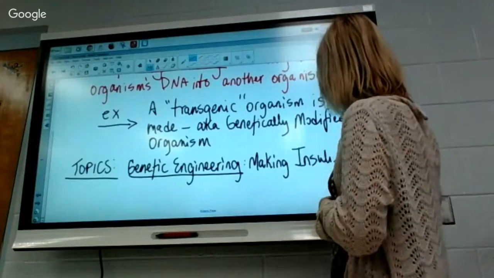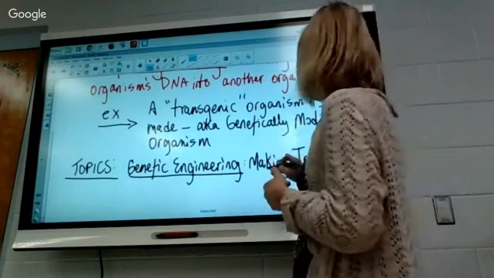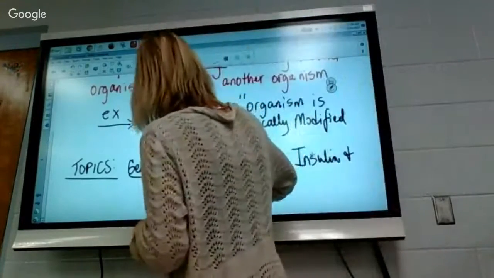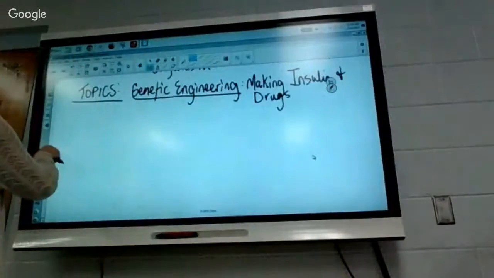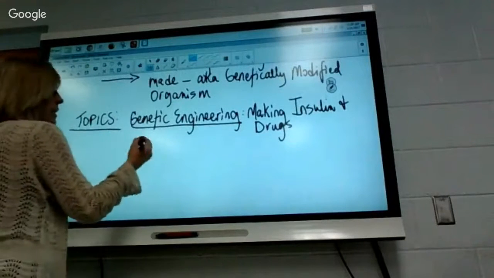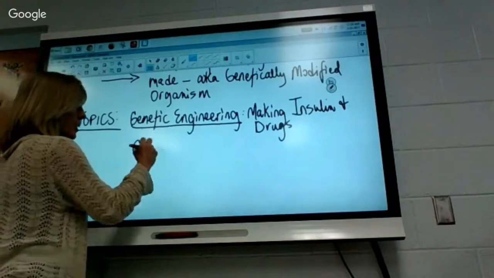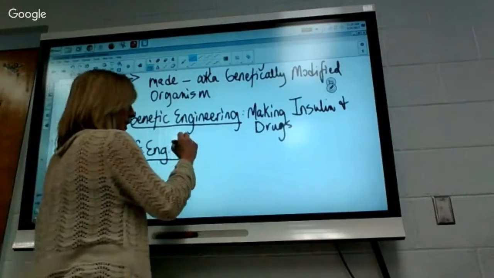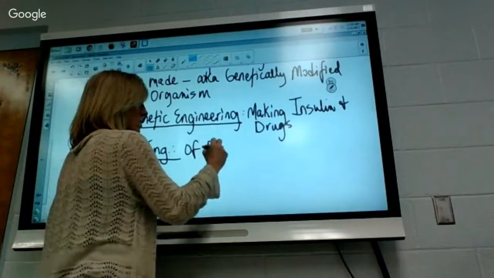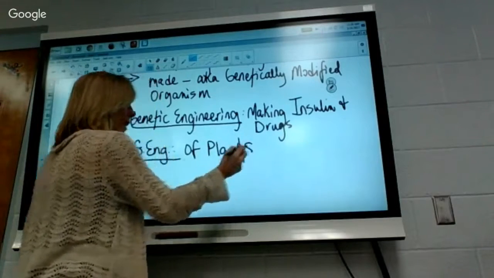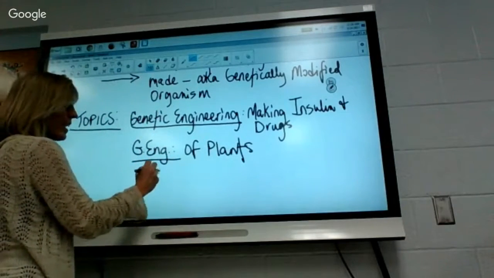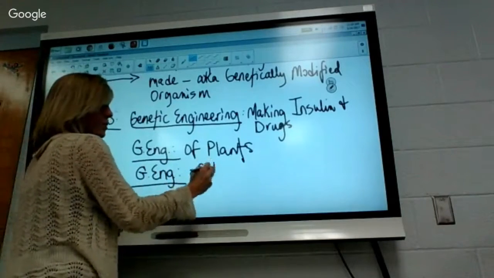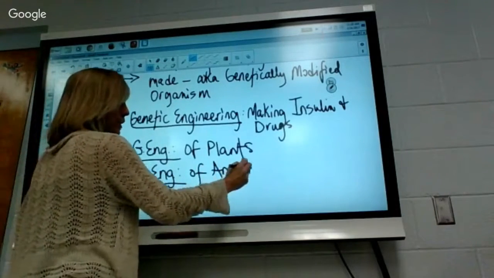Are we starting it today? That's why you have the computers. Yep. We're starting a project. The next one is also genetic engineering, but of plants. I'm going to do the drugs. Just kidding. And then the other one is genetic engineering of animals. So that's 3 different topics that will have 3 different groups.